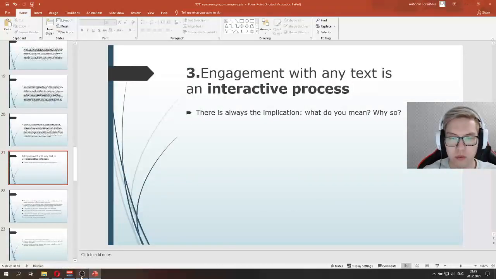Now, section number 3. Engagement with any text is an interactive process. There's always the implication. What do you mean and why so?